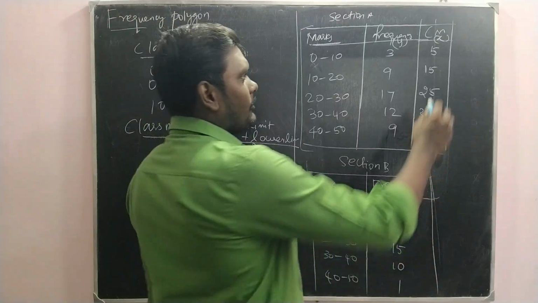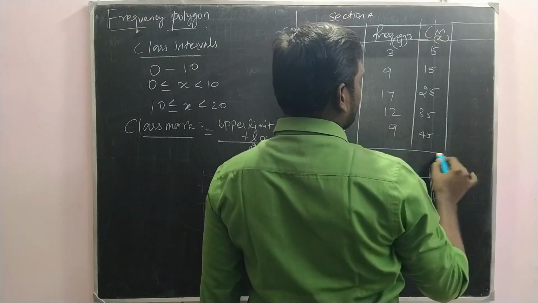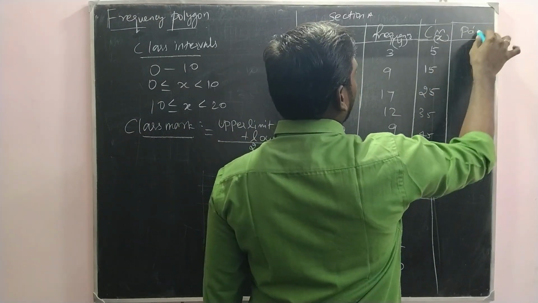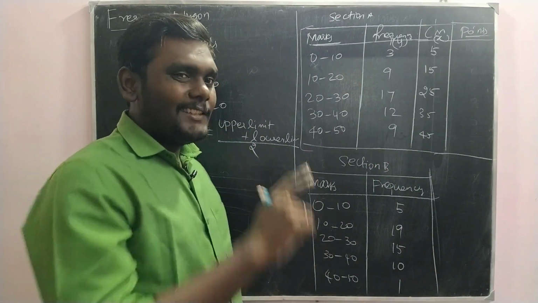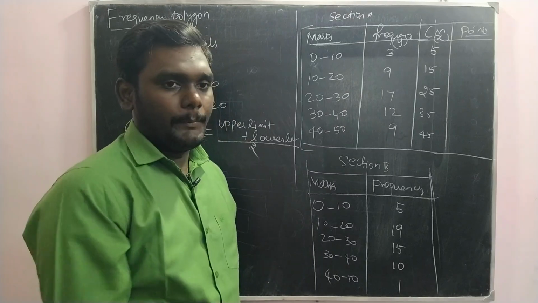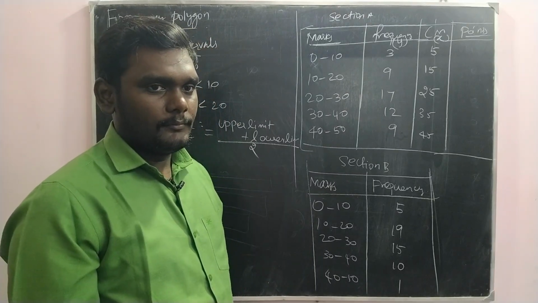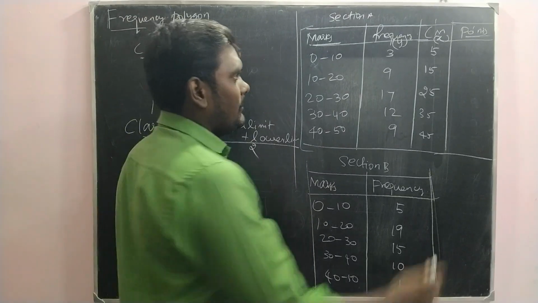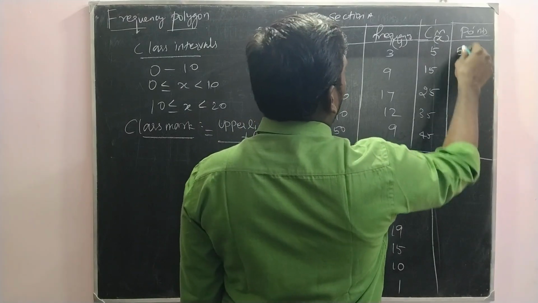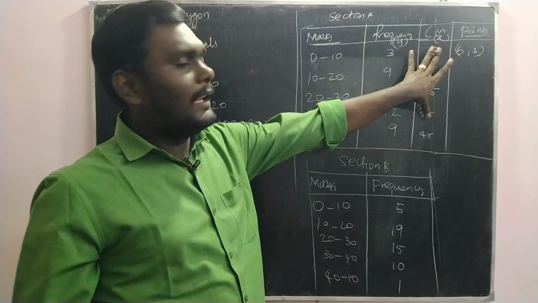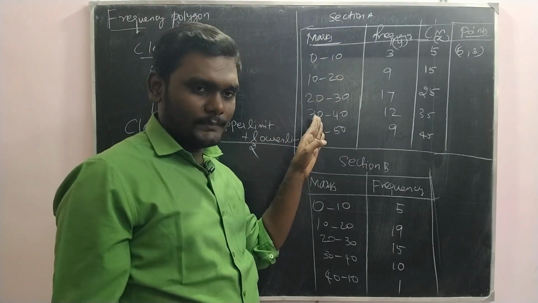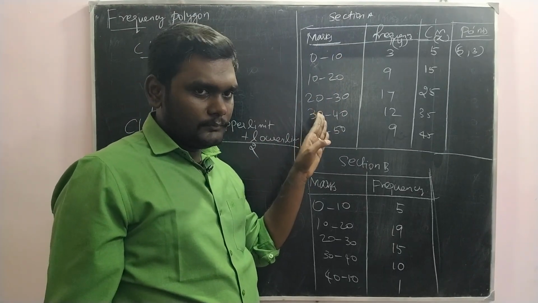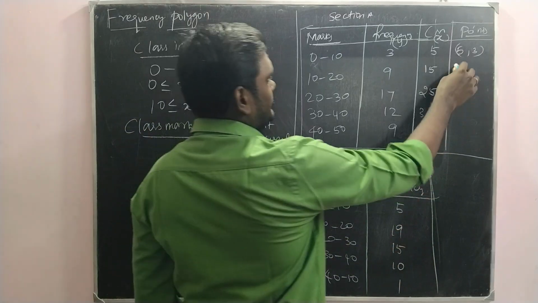You should write the points in the box itself, to avoid mistakes. So what is that point? Is that 3, 5 or 5, 3? 5, 3. To avoid committing mistakes, you can make this class mark column in between here also while you are copying in your answer sheet. So next is this point.